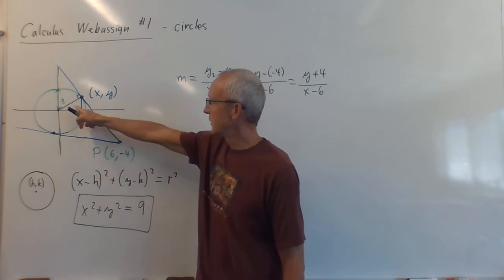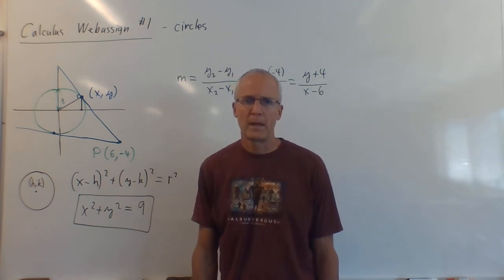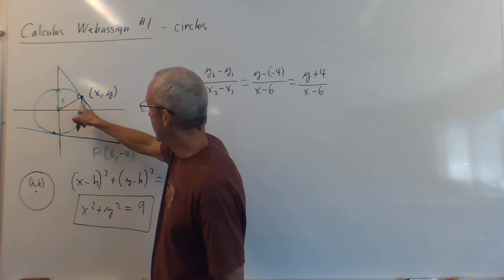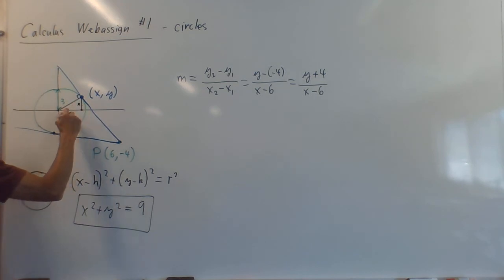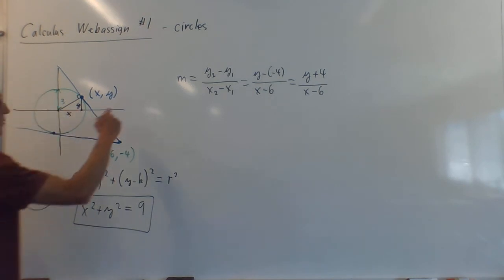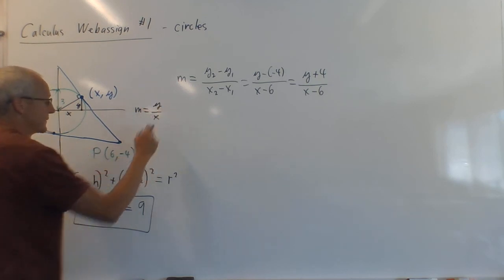We want to find the slope of this black line, the line I drew from the center to the tangent point. Its slope is rise over run. The rise is y. It goes up y, because that's the point, right? It starts at 0, it goes up to that point y, and it goes over x. So the slope of the black line is m equals y over x.